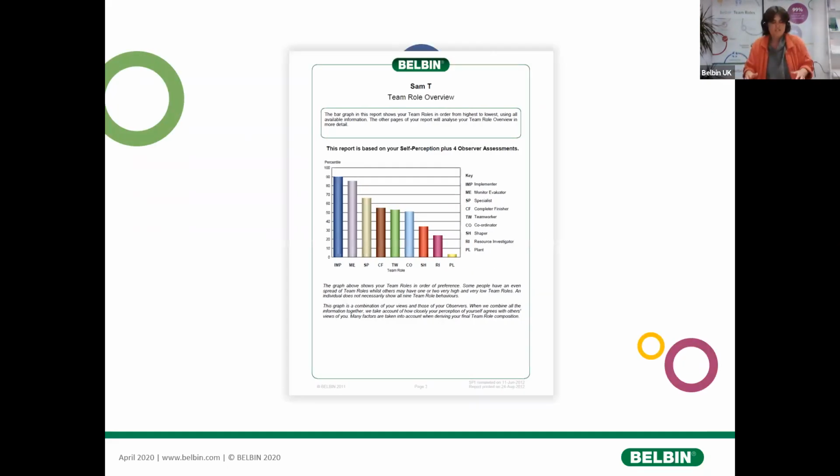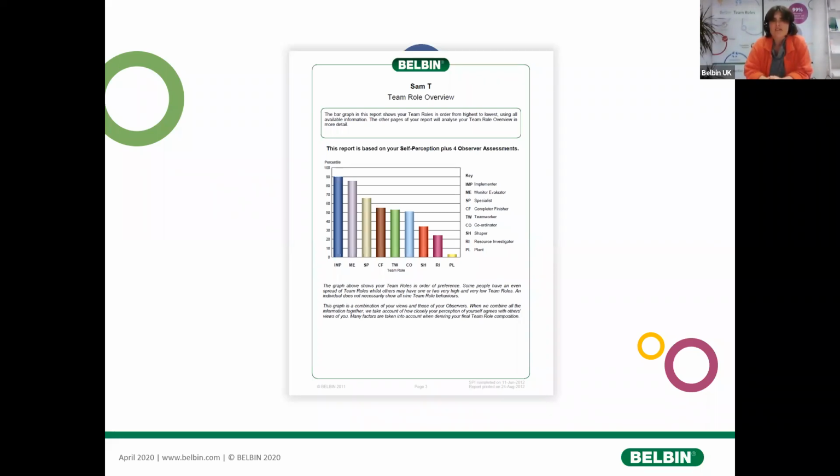How do you do that? Well, you fill in a questionnaire called the Self-Perception Inventory, and you find out how you see yourself along all of those 9 behaviours, but also that of how other people see you too. And we combine that data to give you an overview of which of those Belbin Team Role behaviours you should adopt. And it's important to do this.